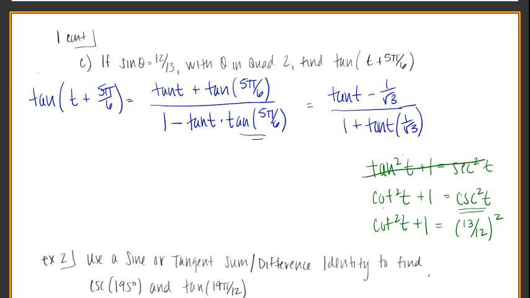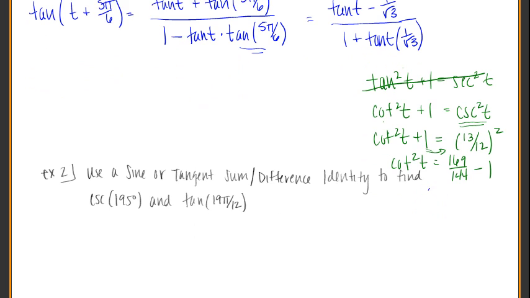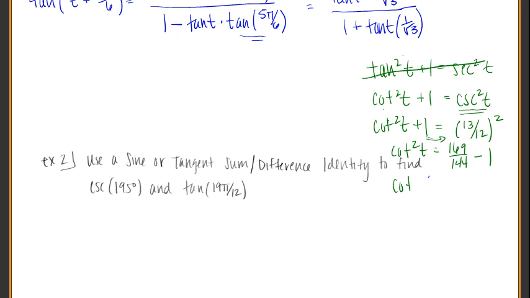squared. So cotangent squared t is going to be 169 over 144 minus 1 by the time I move that 1 over. So cotangent squared t is 169 over 144 minus 1. The difference there is 25 over 144. So cotangent t is going to be plus or minus the square root, 5 over 12.